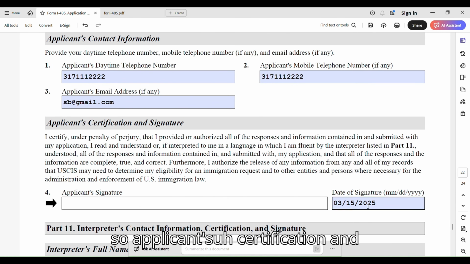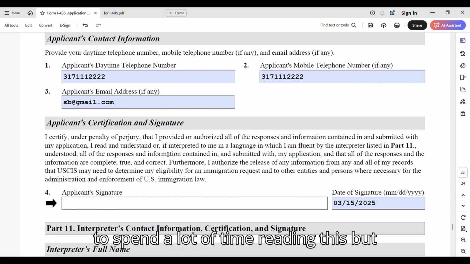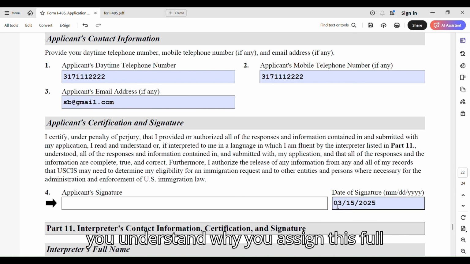So, applicant certification and signature. First, I'm going to date it. Please read this. I don't like to spend a lot of time reading this, but your job is to read this and make sure you understand what you are signing this for.